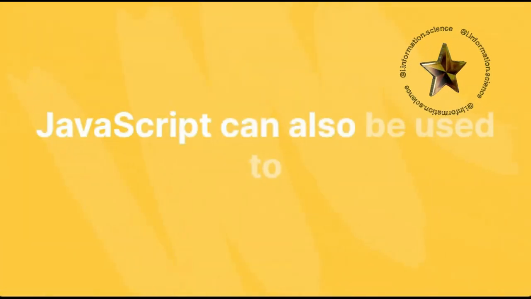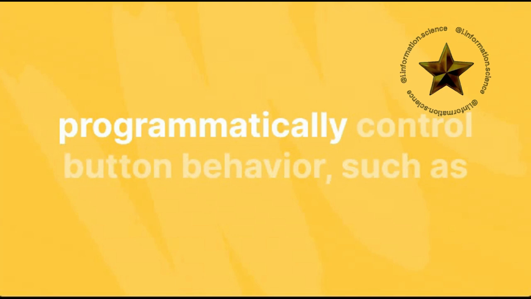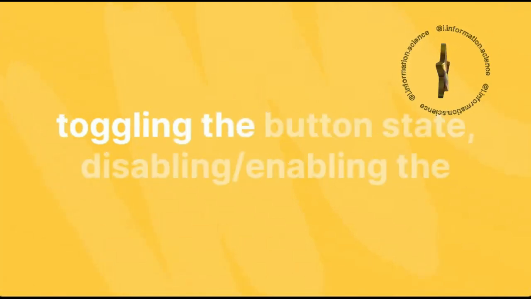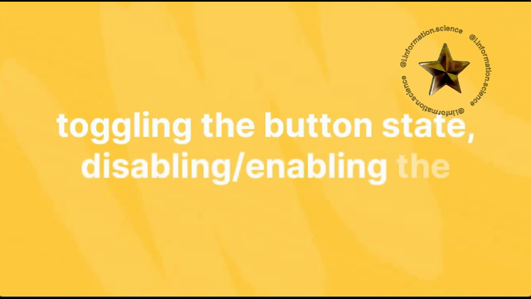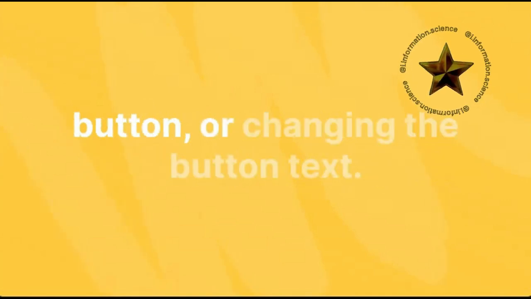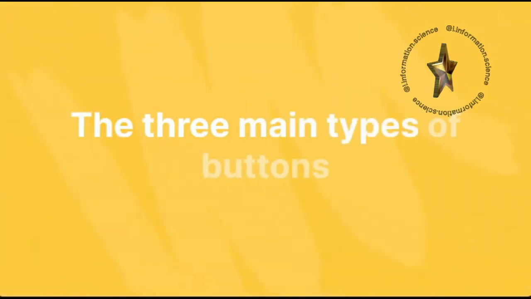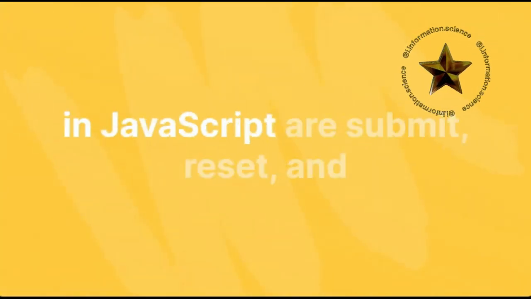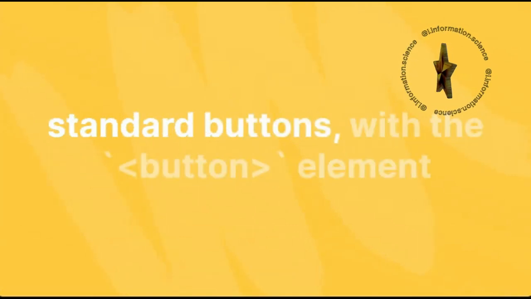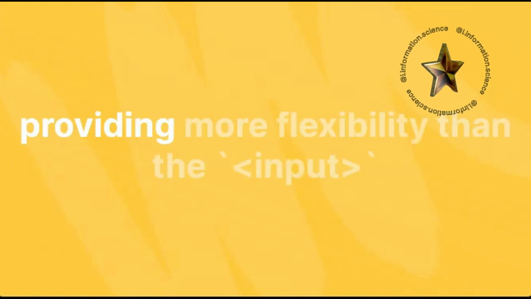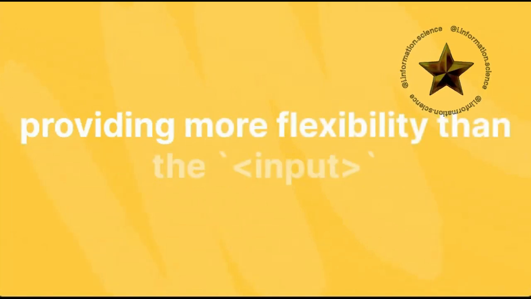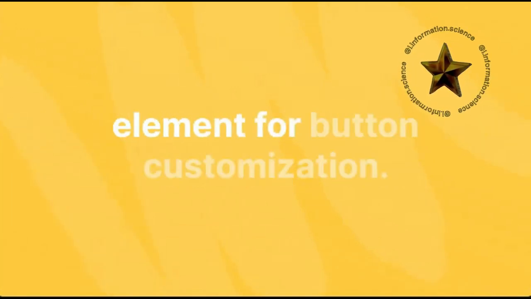JavaScript can also be used to programmatically control button behavior, such as toggling the button state, enabling the button, or changing the button text. The three main types of buttons in JavaScript are submit, reset, and standard buttons, with the button element providing more flexibility than the input element for button customization.